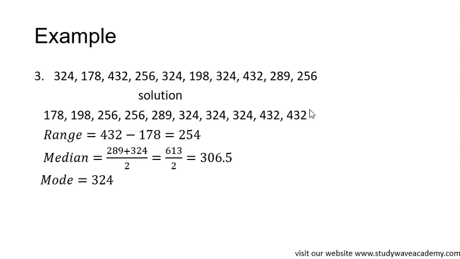When you are done arranging, to calculate the range, remember, it is the largest value minus the smallest value. Here the largest value is 432, and the smallest value is 178. So it's 432 minus 178. It's going to give you 254. Okay, the range is 254.